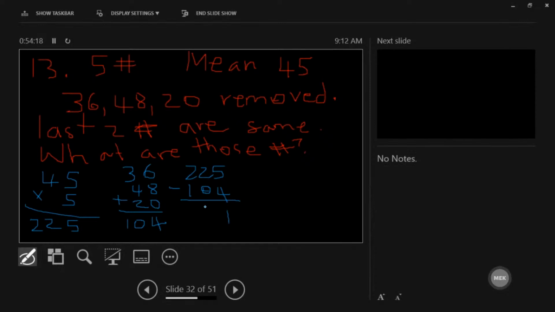So that's 121. So the 2 numbers that are remaining out of the 5 numbers, they add up to 121. And if the 2 of them are the same, so we just divide 121 by 2. And that would be 60.5. So each of the numbers that remain is 60.5, which would also be the average. Since it's just the 2 of them left back, that's their average as well. The average of the 2 numbers is 60.5.